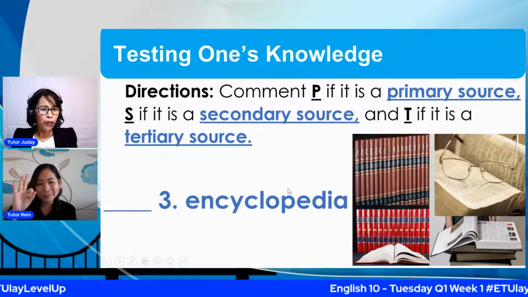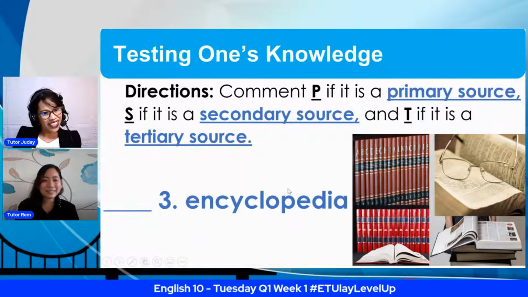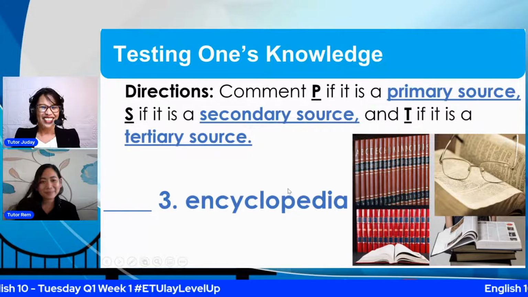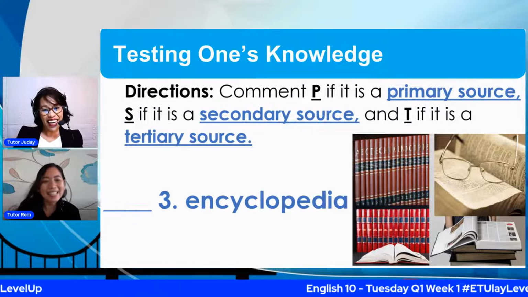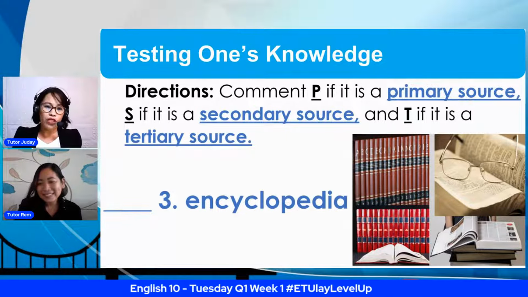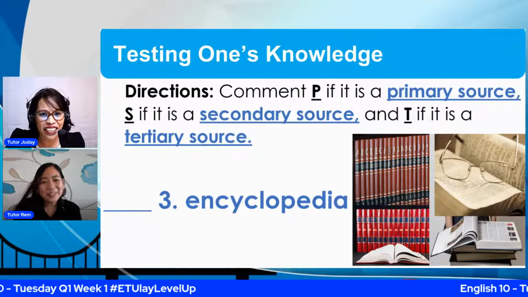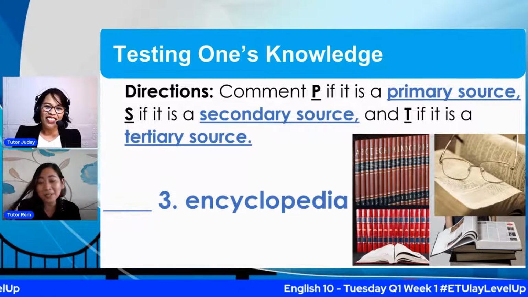Number three, my dear wanderers, what do you think? Encyclopedia, is this P, S, or T? Comment down your answer. We are waiting. Yes, of course, we have to say thank you. Oh, we have top one again. We have top one, Rainiel. From Rainiel, 3T. Let's try to check later if it's correct.